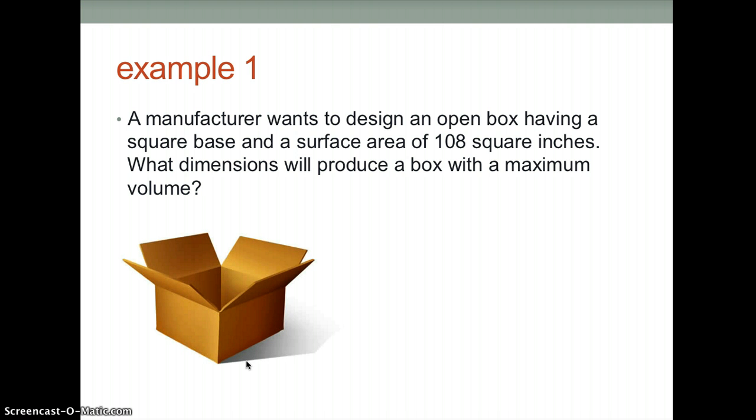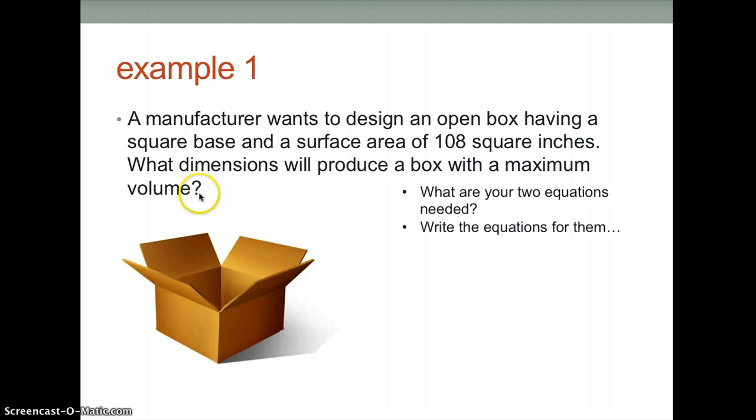So first of all, think about what your two equations need to be. We'll label this x, because we have a square base, and then the height, so from here to here, h. So what two equations do we need? And then write the equation. So take a second and try and do that. Again, go ahead and pause this at any time. Keep in mind we're asking about volume.